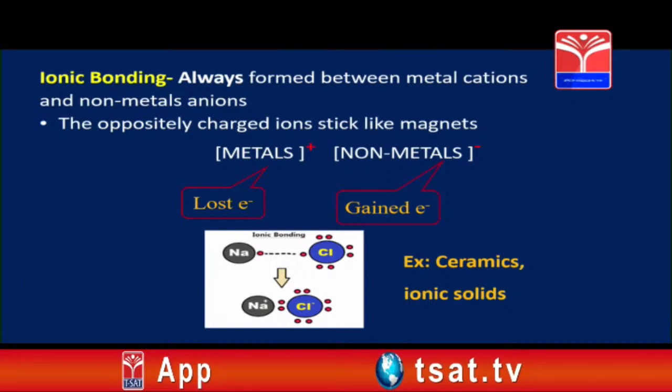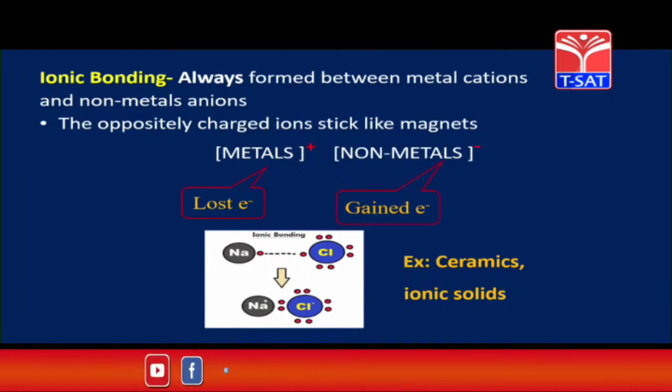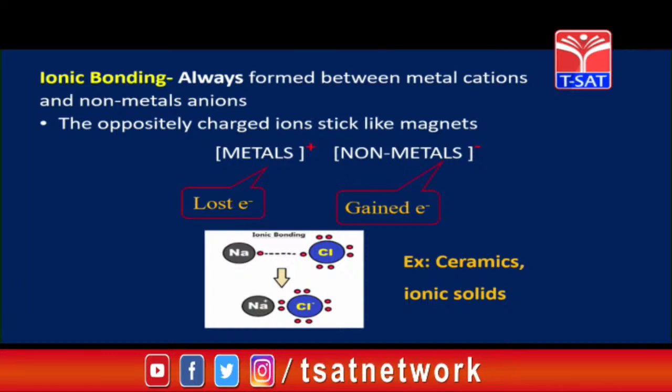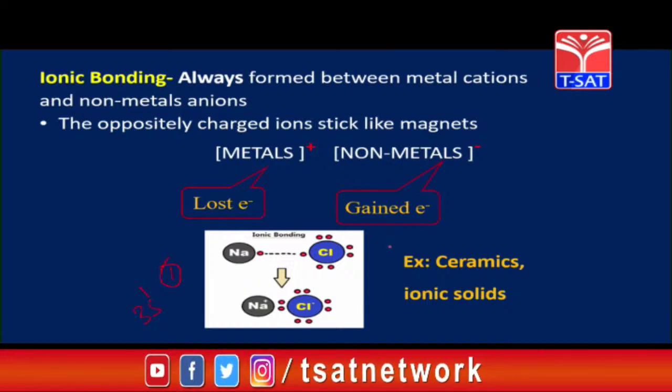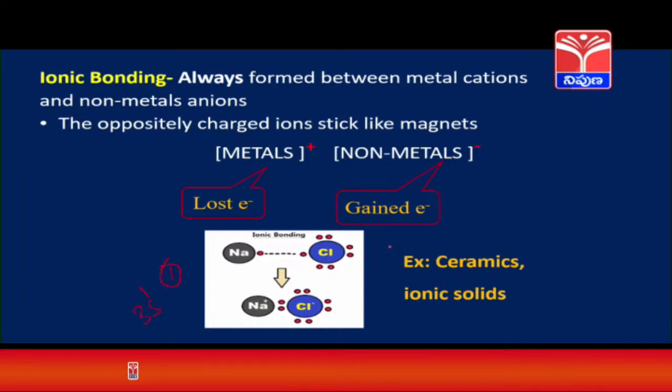And in this process, by losing an electron, sodium acquires stability. By gaining an electron, chlorine acquires stability. If you see the electronic configuration of sodium, there is one electron in the valence shell: 1s2, 2s2, 2p6, 3s1. The valence shell is 3s1. And chlorine has 1s2, 2s2, 2p6, 3s2, 3p5, one electron is short here.